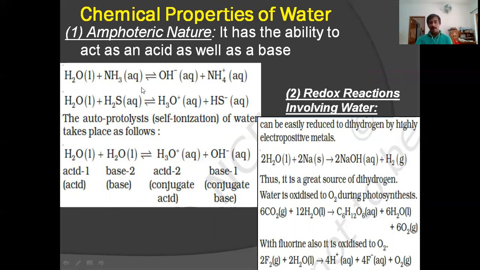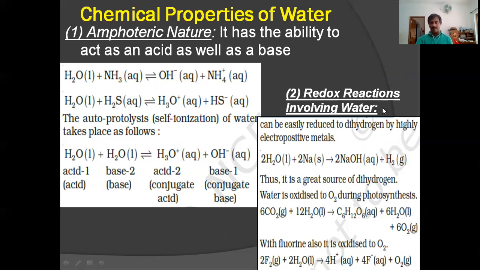You have to remember an example for the acidic property of water and also an example for the basic property. If you can remember this equation, it explains both acidic and basic properties. H2O plus H2O: here the first H2O acts as an acid, and the second H2O acts as a base to form H3O plus and OH minus. So if you write this single equation, it explains the properties of water as acid and base.